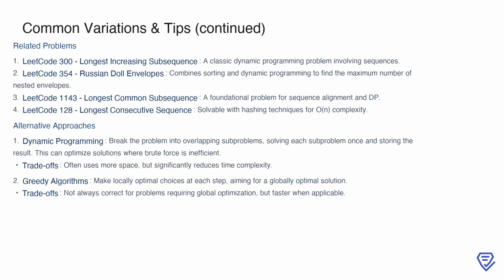Now, let's talk about alternative approaches. Dynamic programming is a powerful strategy here, as it allows you to break the problem into overlapping subproblems, solving each one only once and storing the results. While this approach can significantly reduce time complexity, it often requires more space.